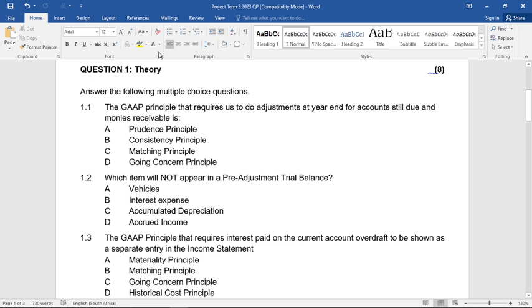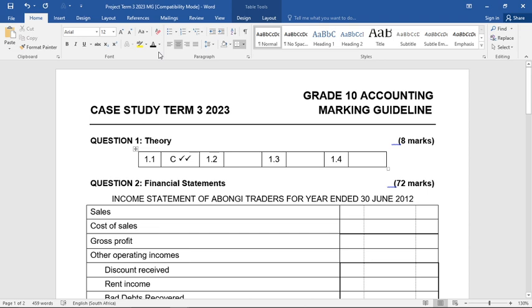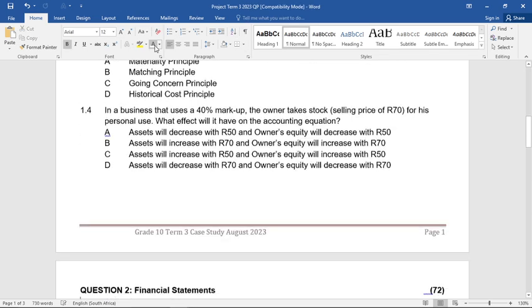Number 2, which item will not appear in the pre-adjustment trial balance? Vehicles, interest expense, accumulated depreciation, or accrued income? Chosen your one? I would go with D. Income accrued or accrued income is an adjustment entry, so would only occur at the end of the year and wouldn't be in a pre-adjustment trial balance.